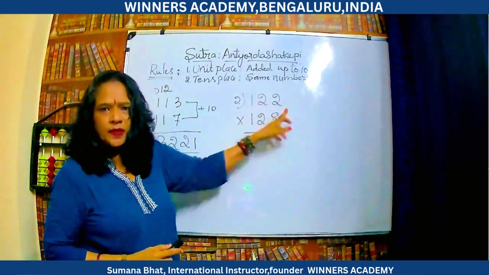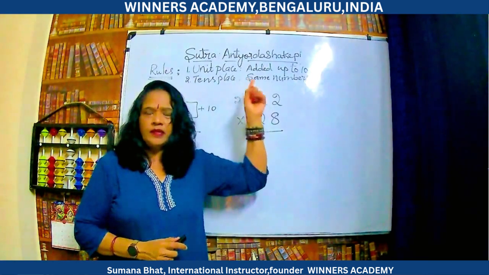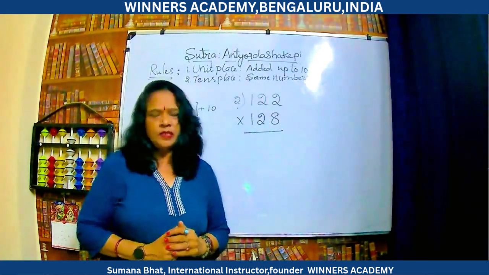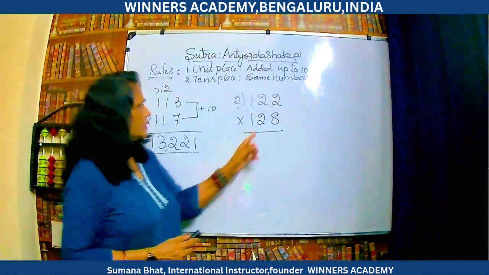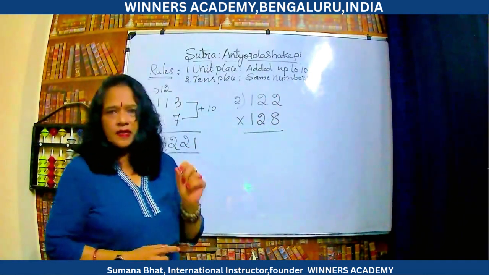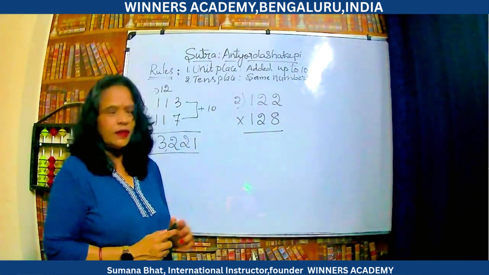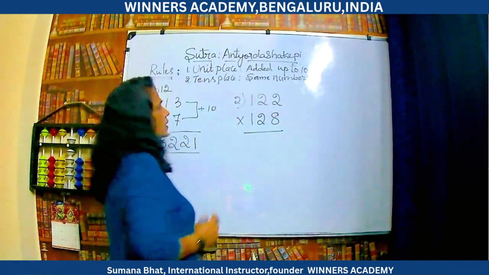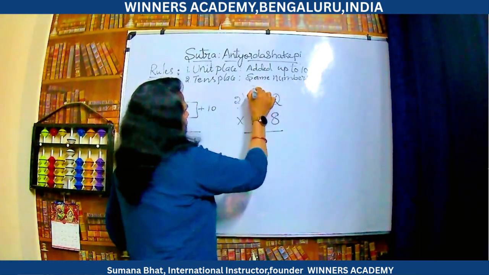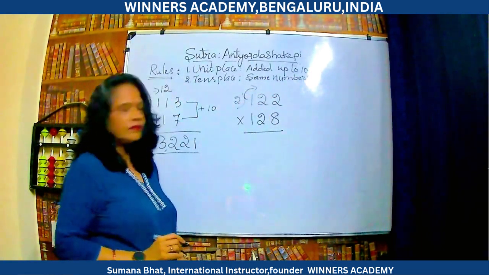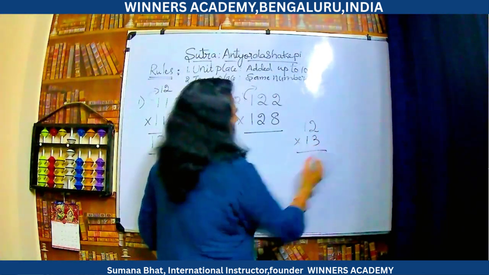And let us see this now. 122 multiplied by 128. First, we should see whether the given condition will apply for this or not. Yes, it holds good for the given numbers. So, what is the condition? Units place numbers add up to 10 and other numbers should be same. So, we can use this Antyor Dashakepi for these numbers. So, what is the number now? 12. 12 should be multiplied by 13, the next number. So 12 into 13.